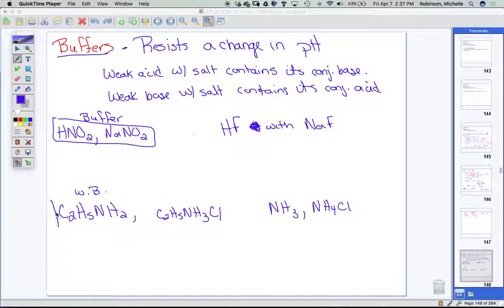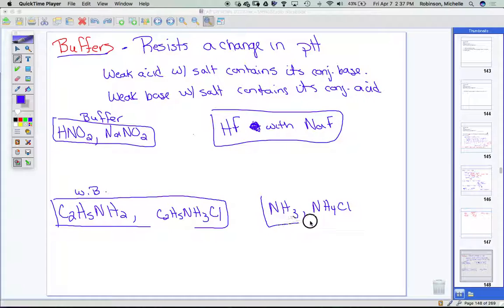Okay, so are we starting to see the pairings? As long as you have a weak acid or a weak base and a salt that contains the anion of the weak acid or the cation of the weak base, right? You have a buffer. That's what makes up a buffer. Okay. You okay with that? That's just the definition. Well, and recognizing them, I don't know, it gets easier as you do it.